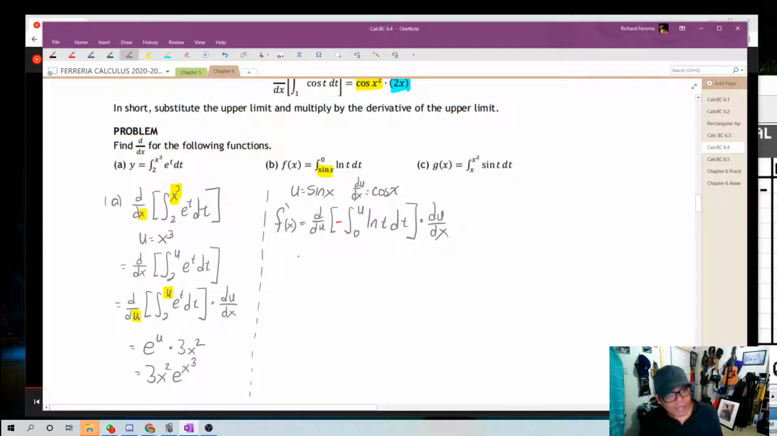Okay, what else can we do here? Oh yes, since u matches with u, we get the negative of natural log of u multiplied by du dx, which was cosine x. And finally, this is the natural log of sine x multiplied by cosine x.